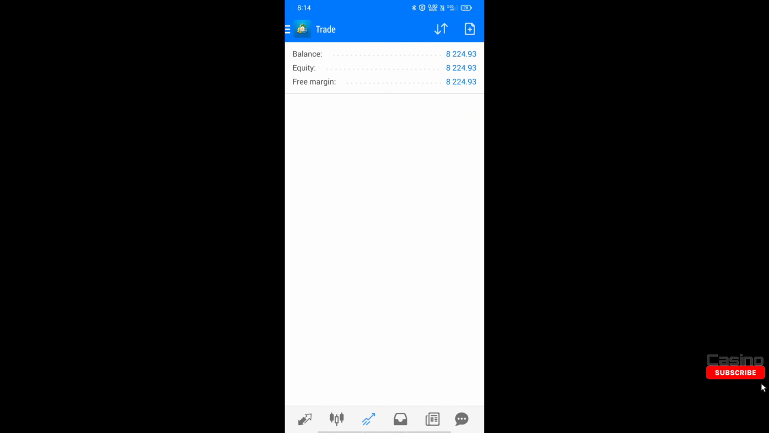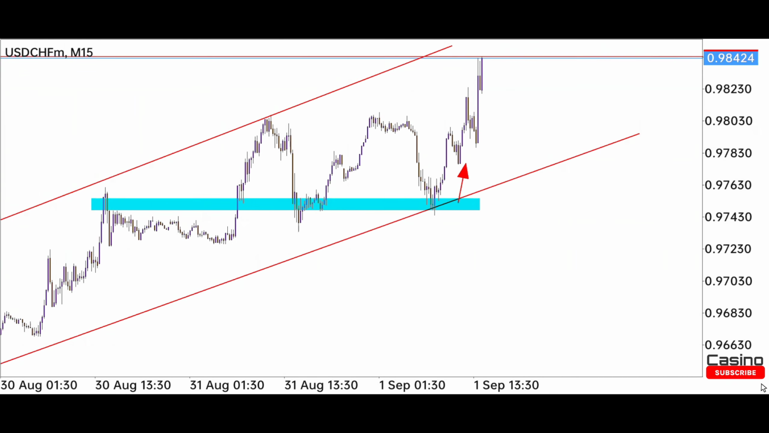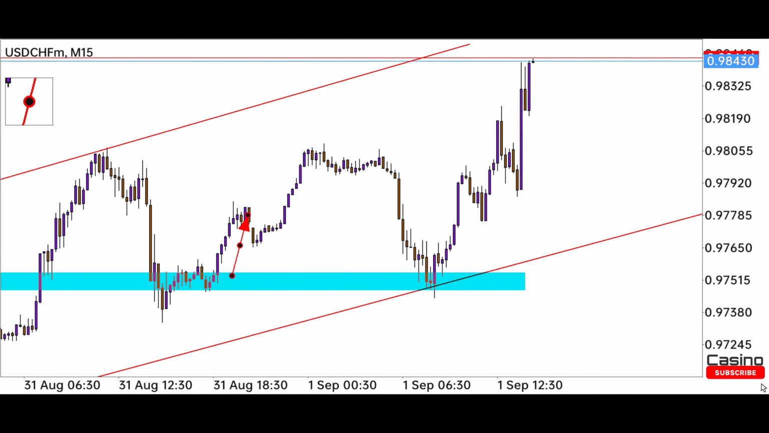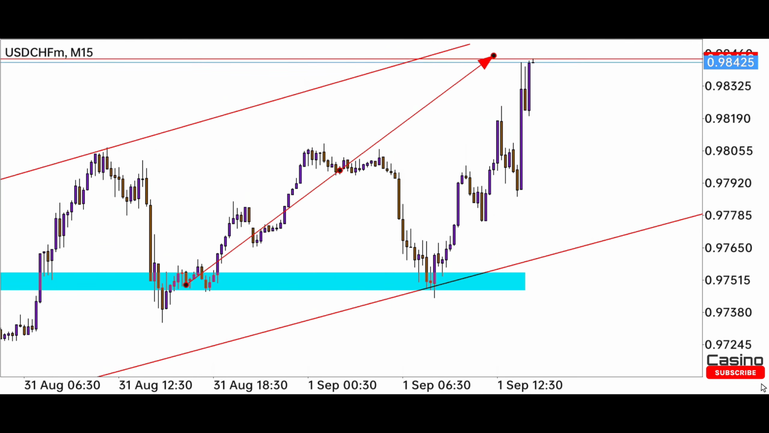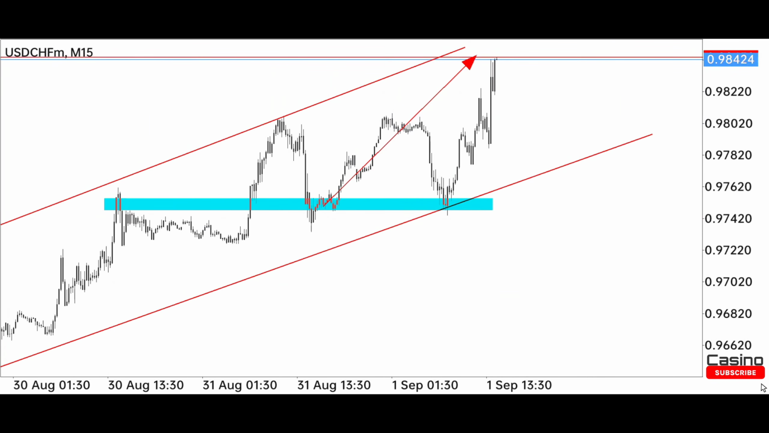I had deposited $3,000 in this account, which has become $8,224 with proper risk management. If you see our return in this trading session, then 170% has come, which is a very good return. After we took the trade, the market went up 80 to 90 pips. You can also use this strategy. Practice as much as you can until you start making profit. To learn something from this live trading video, let's meet in the next video.